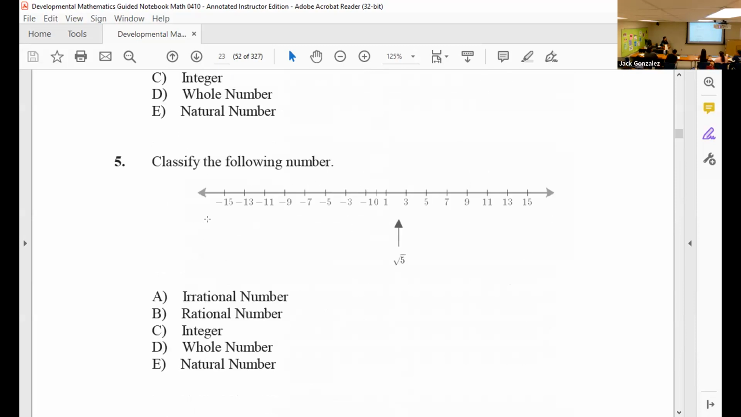Root of 5. Yeah, it's not a perfect square, so it's irrational. If that was a squared number, we'd be good. It's not, it's irrational. If it was square root of 4, it'd come out as a 2, right? So that would be rational, integer, whole number, natural number. But since the 5 can't be square rooted evenly, you'd get a decimal that doesn't repeat. That makes it A.